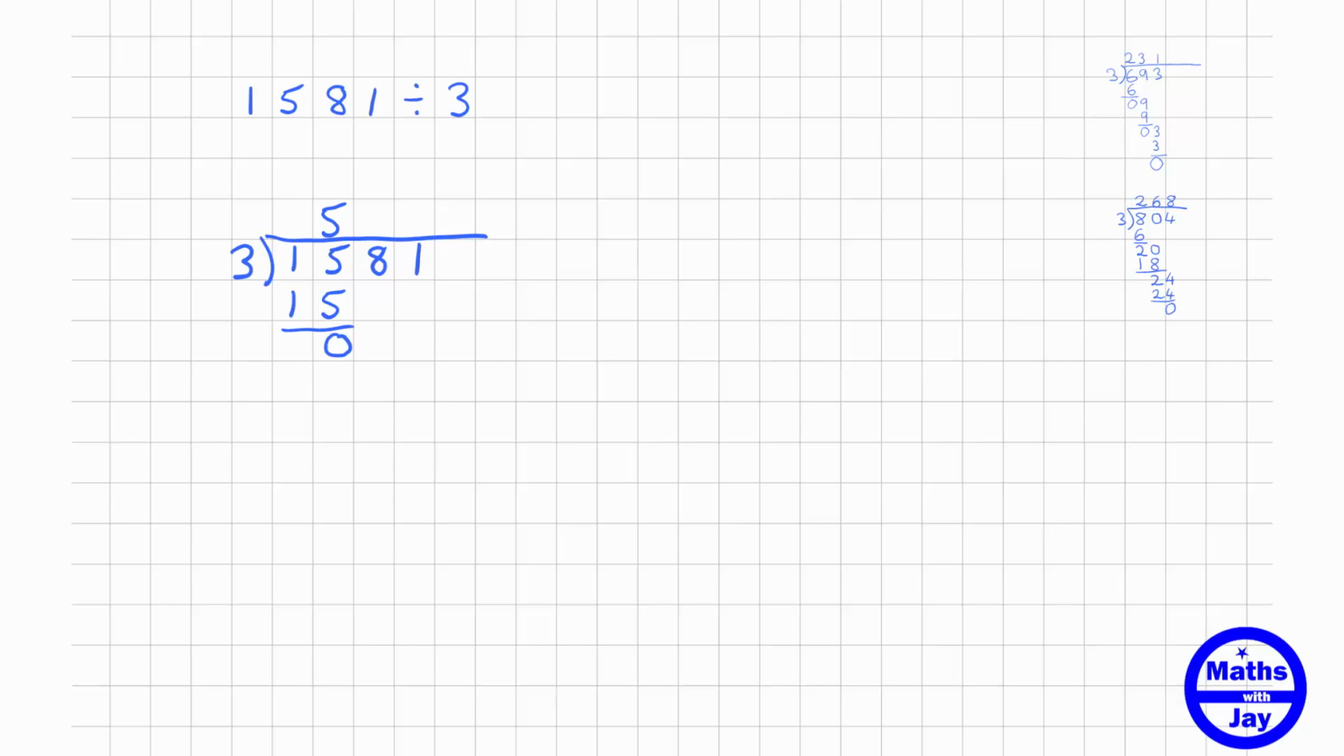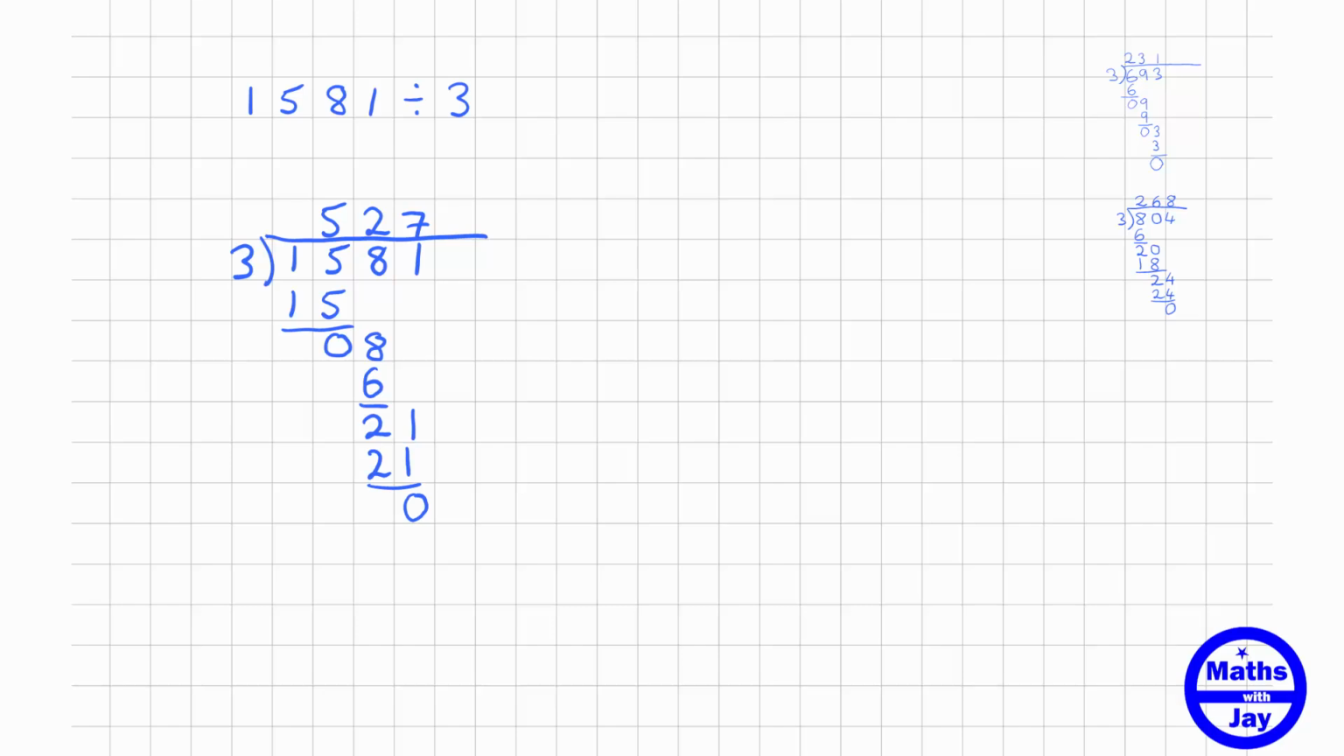And just as in the other examples, we bring the 8 down and then we divide 3 into 8. We had this earlier on, didn't we? 3 into 8 goes 2. So 2 3s are 6. 8 minus 6 is 2. And then we're going to bring our 1 down and we get 3s into 21 goes 7. And then 3 7s are 21 and we end up with 0.